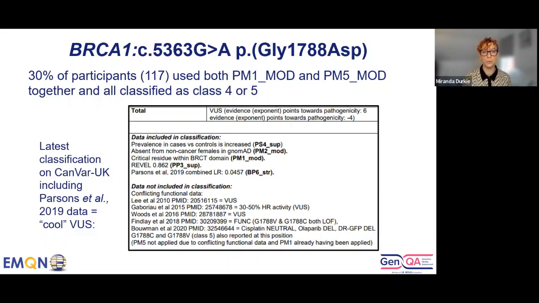And also, really importantly, where it says data not included in classification, you can see all those functional studies that were available at the time of this GTAC run that show that it actually has fairly standard HR activity, and that most of these functional assays had classified it as functional or a VUS. So again, this is much more important data than that predictional data, and you would not want to be applying PM1 or PM5 for a variant that has got this much data from that direct functional evidence. Next slide, please.